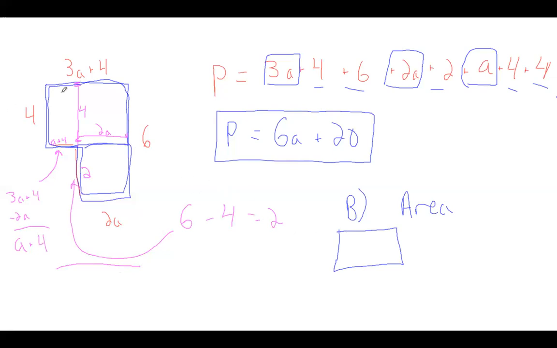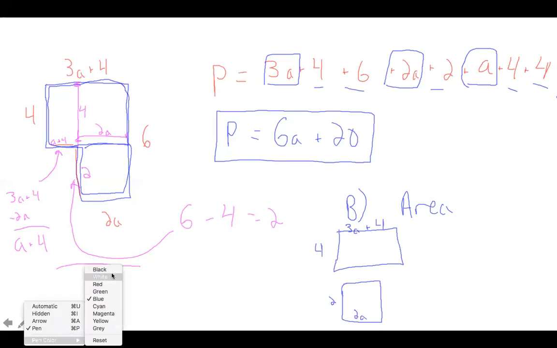So this first shape, I'm going to break out right here. The one side is 4, and the other side is 3a plus 4. This other shape, I'm going to draw right here. We have one side that is 2a, and the other side is 2. And to find the area of a rectangle, I multiply one side by the other. And so that's what I'm going to do here.